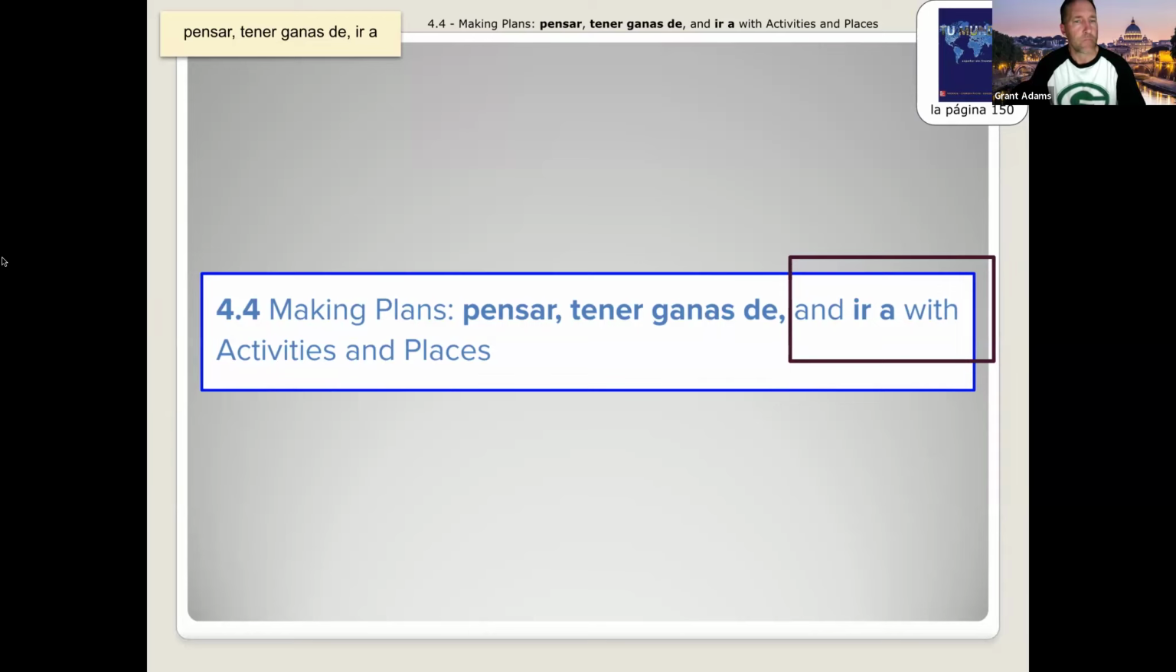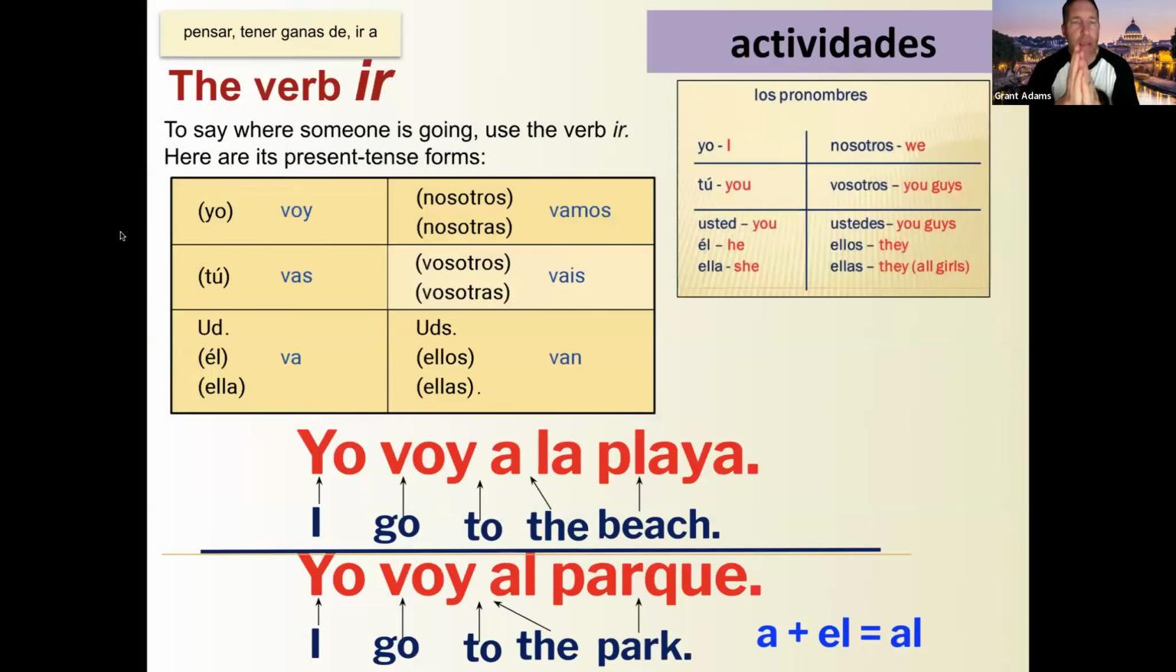Tengo ganas de, you just conjugate tener. Tengo ganas de ir, right? All right, here we go. Ir, la palabra ir. Voy, vas, va, vamos, vais, van. Voy a la playa. And remember when we connected de and el to del?